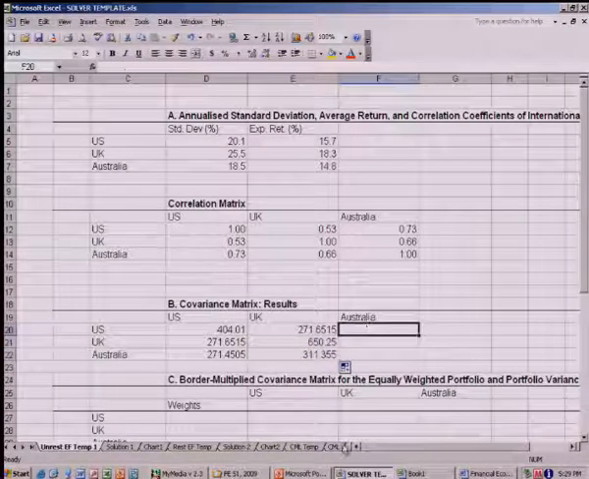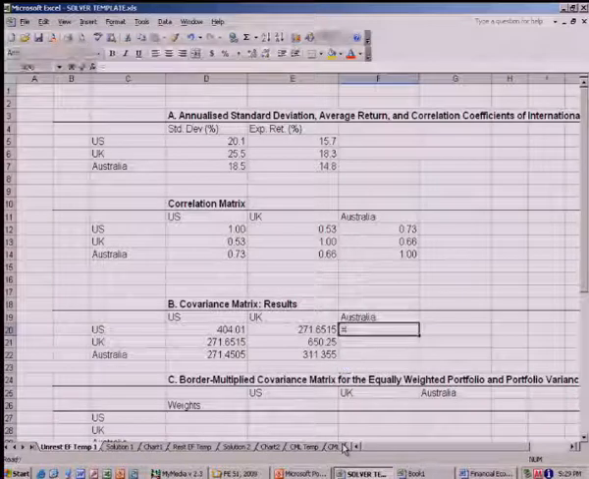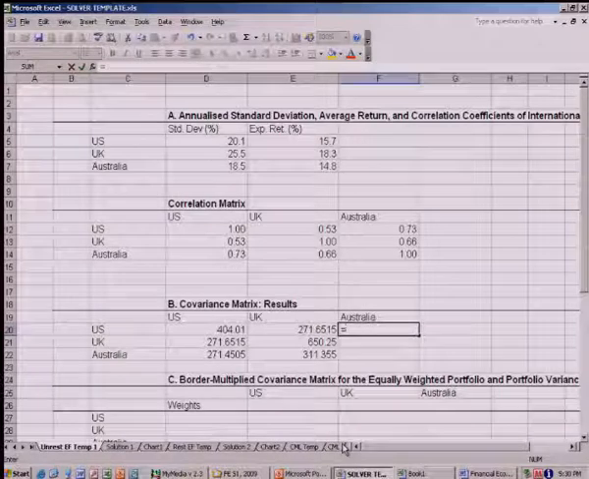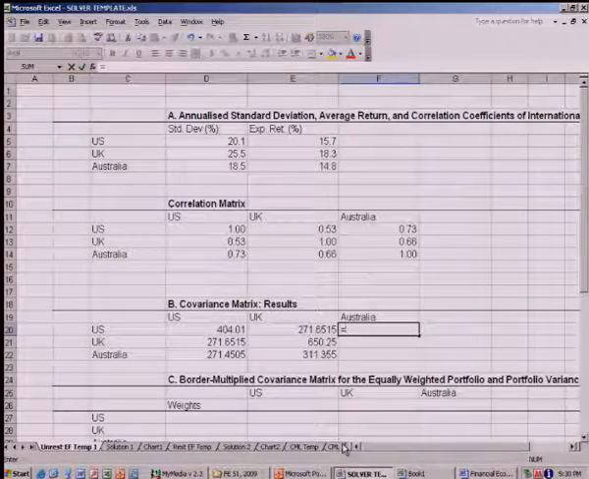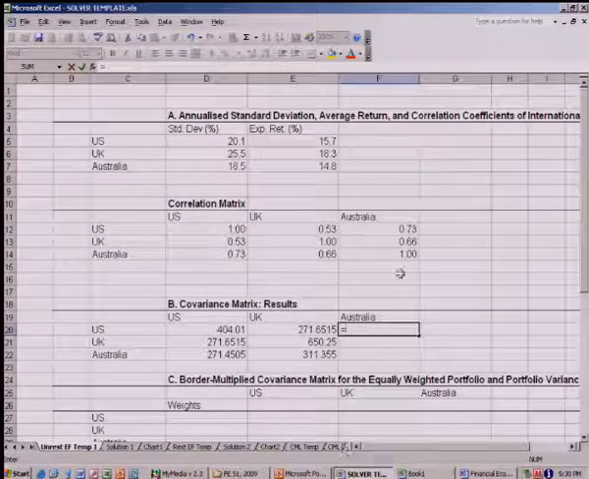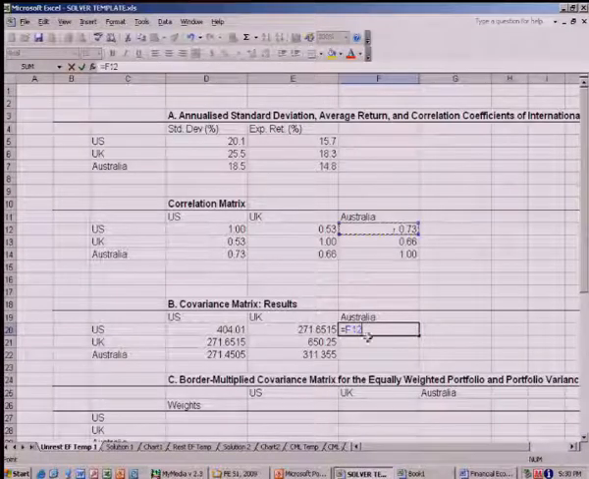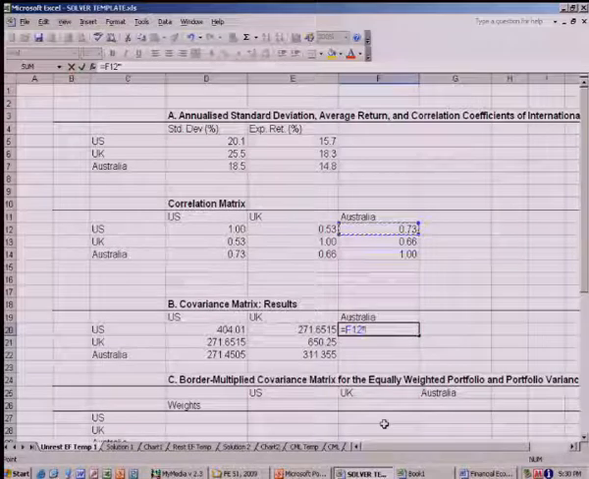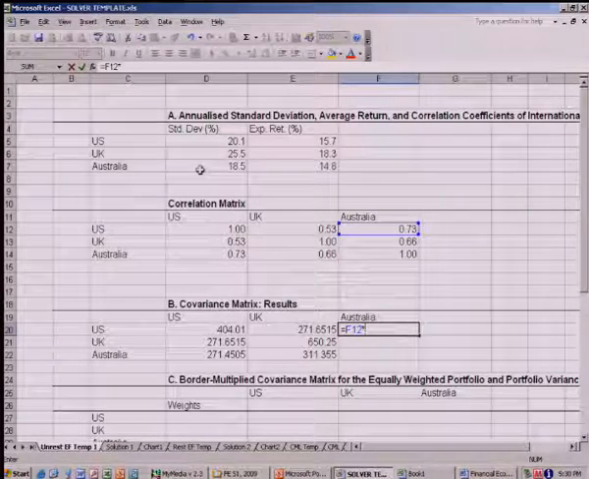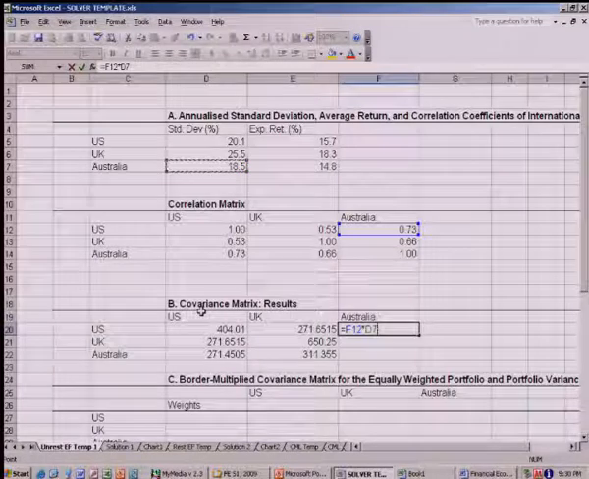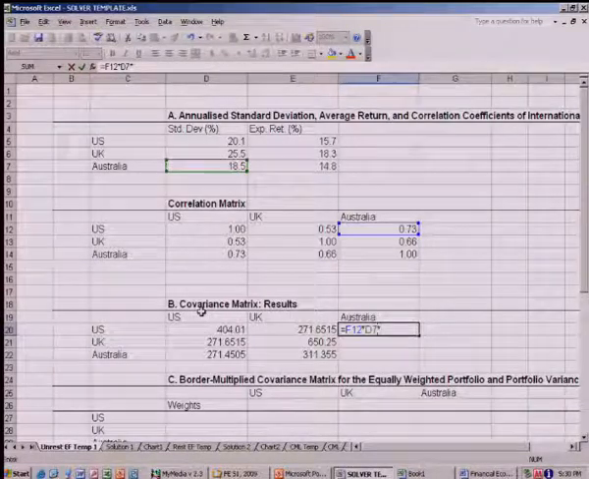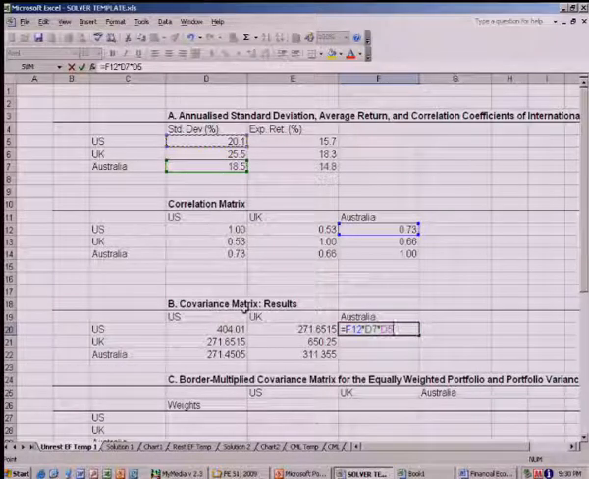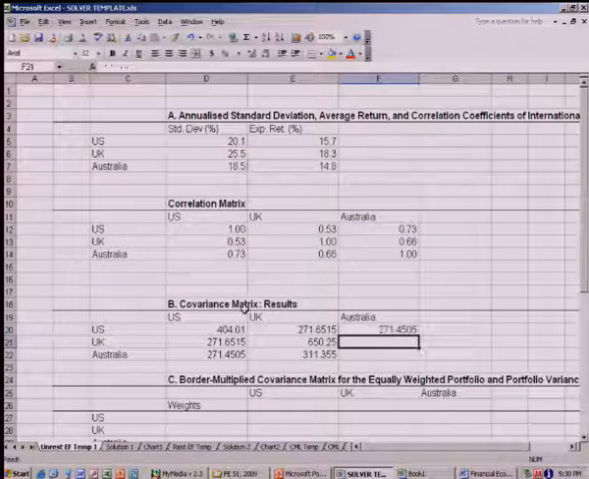So automatically it does it. So you can do the same for the Australian covariance coefficients between Australian assets with the other two assets and also with itself. So that will be the correlation coefficient between Australian and US asset, which is in cell F12, times the standard deviation on the Australian asset, which is in cell D7, times the standard deviation on US assets, which is in cell D5, and enter.